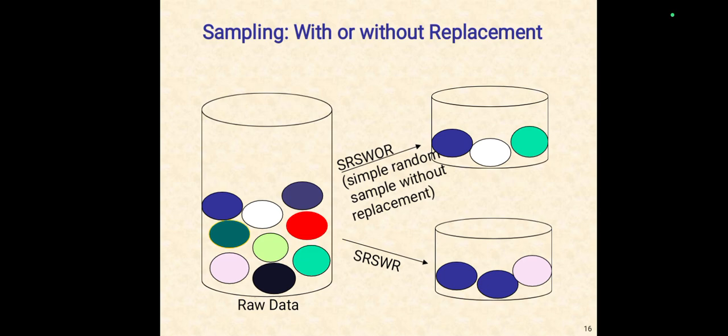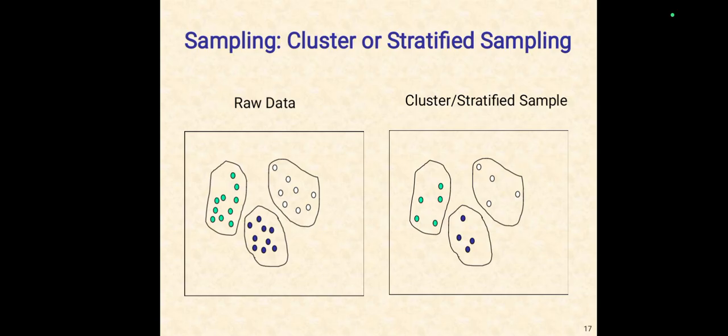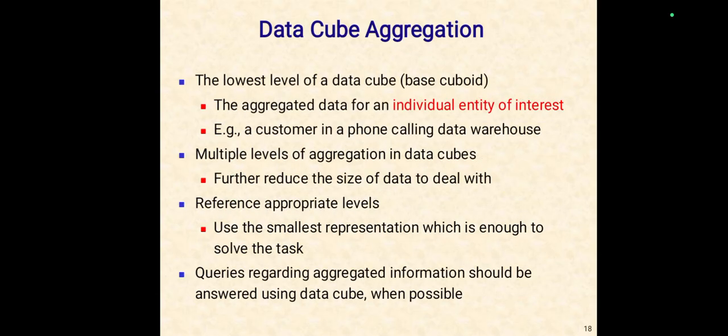Here we have a simple example given: without replacement and with replacement. So you can change, you cannot change. These are the two ways. Again, this is how cluster or stratified sampling works. You have the raw data and you form groups based on similarity. Here we have 3 clusters with 3 different types of data. And data aggregation: you have aggregated data which represents an individual entity of interest, right?